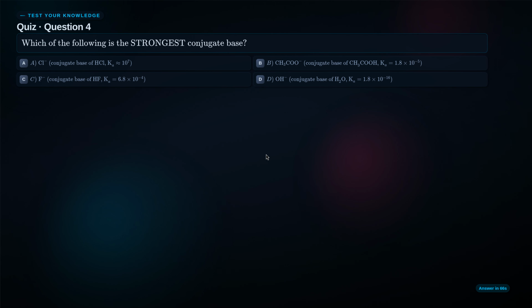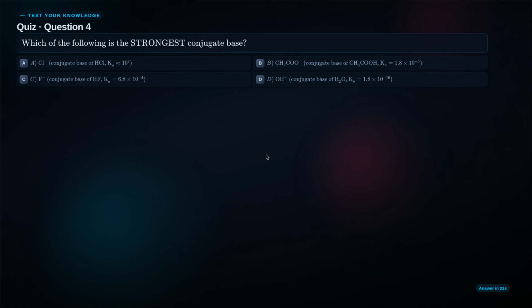Quiz question number 4. Which of the following is the strongest conjugate base? Option A, Cl-, conjugate base of HCl with Ka approximately 10 to the 7. Option B, CH3COO-, conjugate base of CH3COOH with Ka 1.8 times 10 to the negative 5. Option C, F-, conjugate base of HF with Ka 6.8 times 10 to the negative 4. Option D, OH-, conjugate base of H2O with Ka 1.8 times 10 to the negative 16. Remember the inverse relationship.